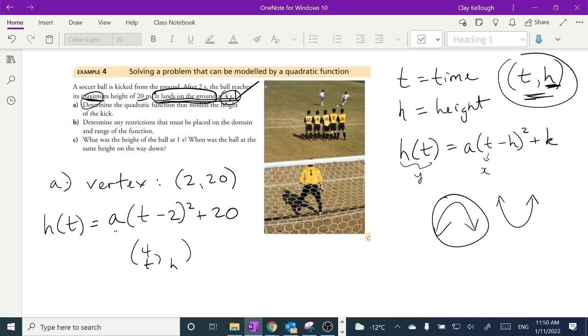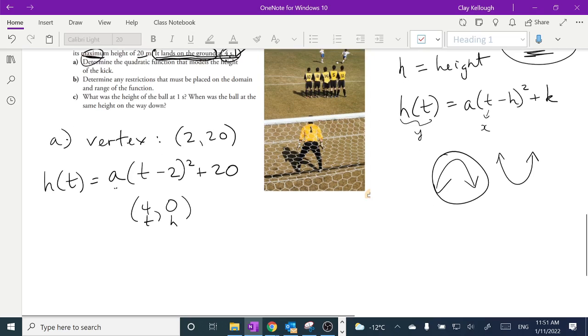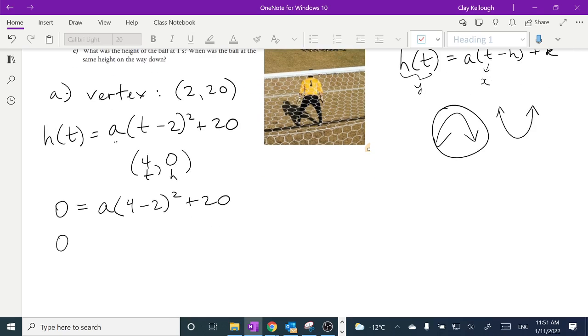Zero. Correct. That's a point on the graph. It's actually an x-intercept. And it's going to let me figure out my a, because when h is 0, h of t, which is just h, when h is 0, t is 4. And there we go. Now I can find a using my basic algebra.